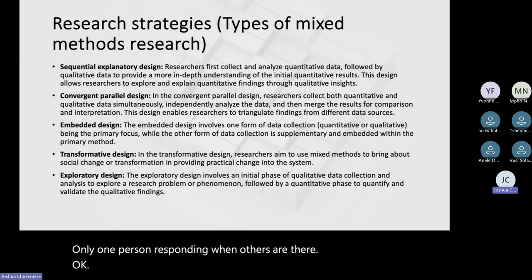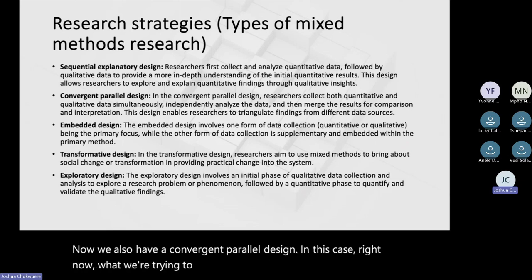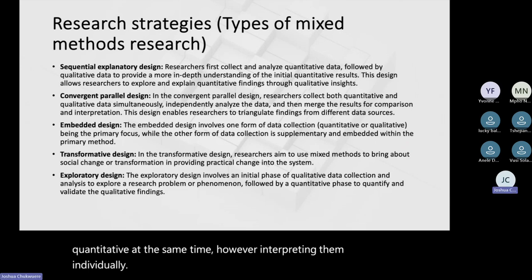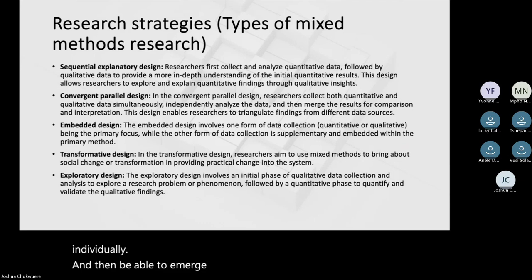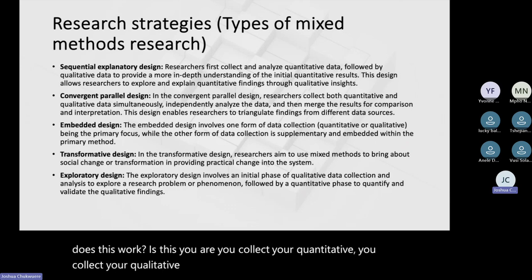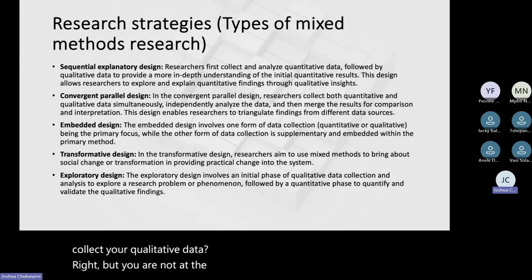Now, we also have a convergent parallel design. In this case, what we are trying to do is to collect both quantitative and qualitative data at the same time. However, interpreting them individually and then merging their results and making your comparison. So how does this work? You collect your quantitative, you collect your qualitative data, right? But you are not doing it at the same time. You are doing this, you are doing that.